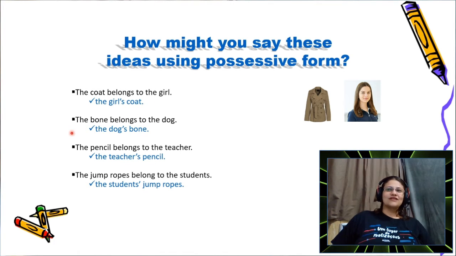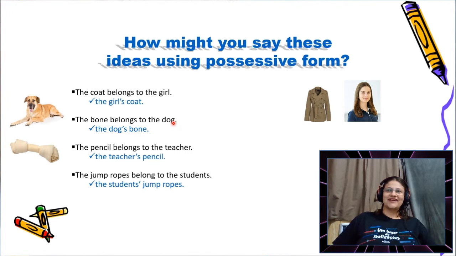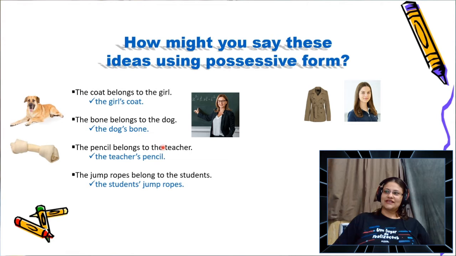For another example, the bone belongs to the dog. Here I have the dog and the bone. So this bone here belongs to the dog. So I can say the dog's bone. Another example, the pencil belongs to the teacher. The teacher here possesses something, and the possession is the pencil. So I can say the teacher's pencil.